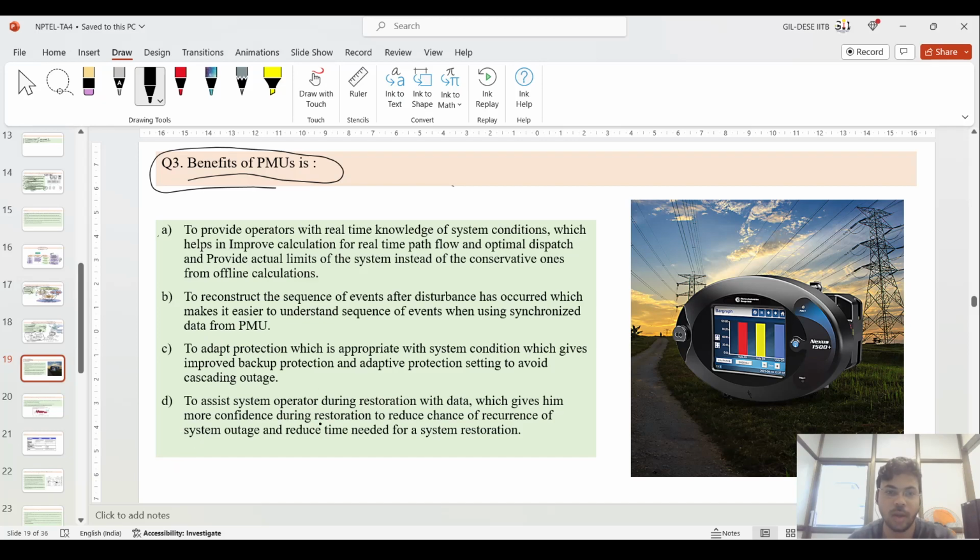Coming to the next slide, this is also related to the PMU benefits. There are 4 statements I have given. So you have to tell me which options are correct related to the benefits of these PMUs. Please solve this question. You have 4-5 minutes to solve this question. Read it carefully.